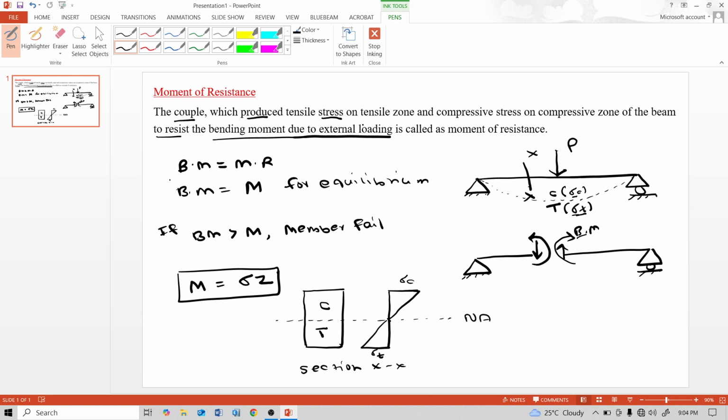The couple which produces tensile stresses on the tensile zone and compressive stresses on the compressive zone of the beam to resist. Why do these stresses develop? To resist the bending moment due to external loading. This word resist is important here. Resisting the bending moment due to external loading is called the moment of resistance.